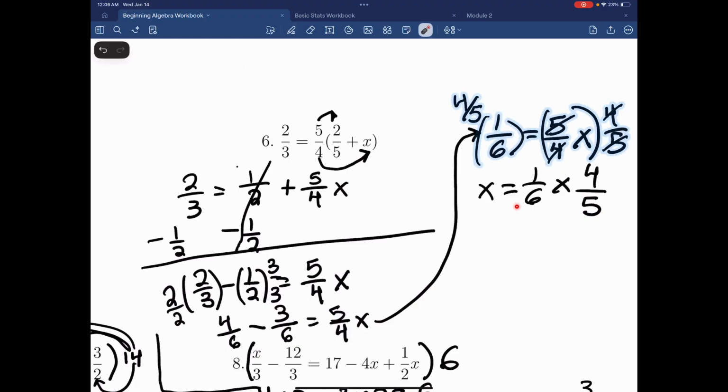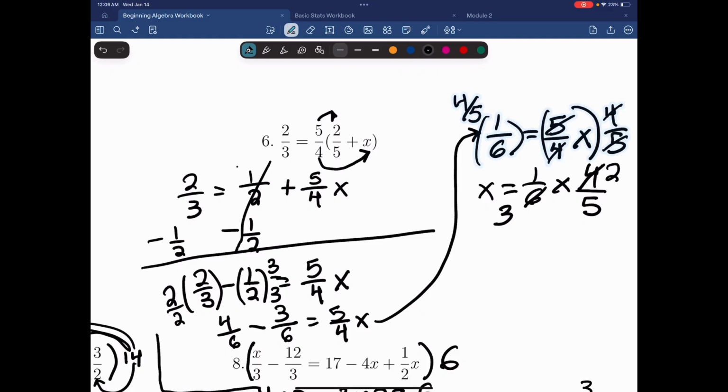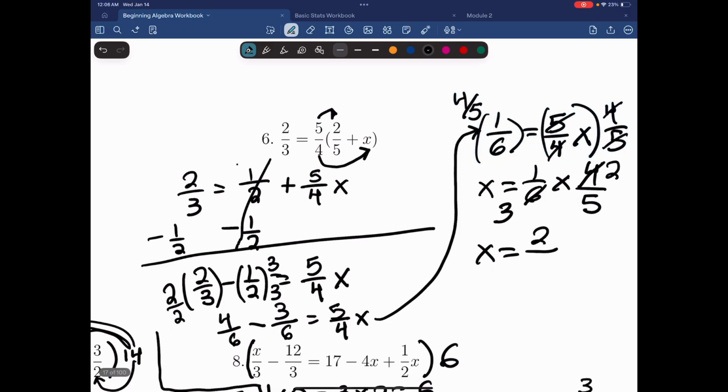So notice here, the 6 and this 4, they're both even, so I can cross reduce, and I can divide both by 2. So 6 divided by 2, that's 3. 4 divided by 2 is 2. So I'm going to get x equals 1 times 2, which is 2, and 3 times 5, which is 15. And 2 and 15, they're not divisible by a common factor, so I can't reduce this fraction. So this is your final answer.